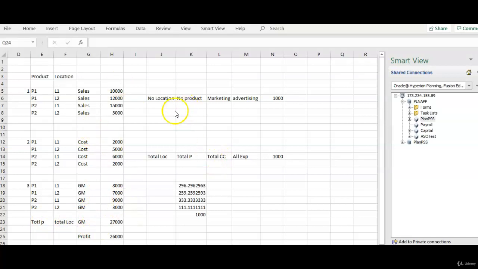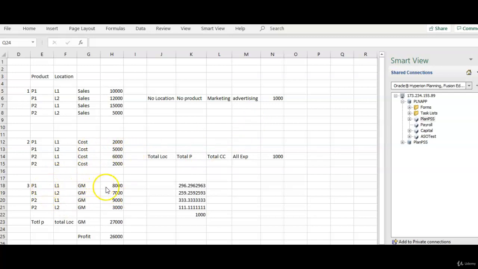I have taken one expense called advertising expense, and this is captured against marketing department. I am using no location, no product. Why? Because this marketing expense is applicable to all products and location. I am giving an advertising for all locations and products together, let's say. So that means this is at no location and no product. So this is 1000, let's say. And I need to distribute this 1000 to various products and locations.